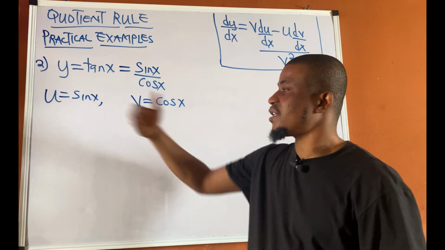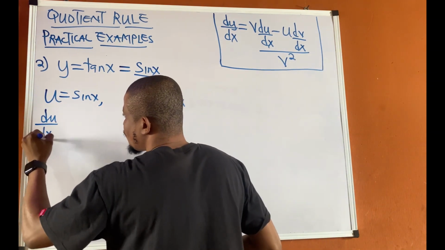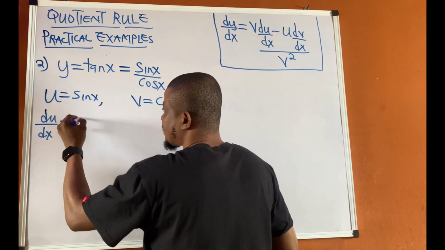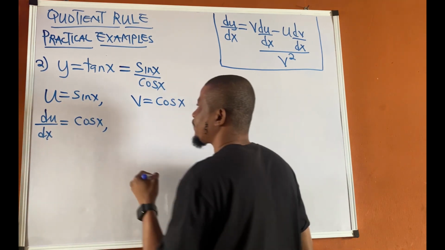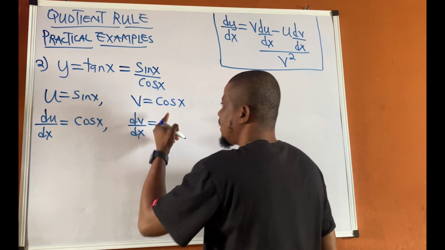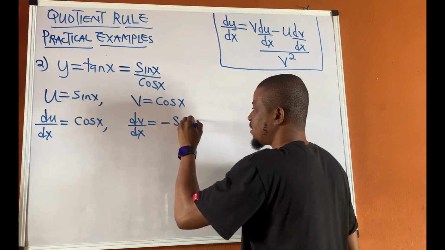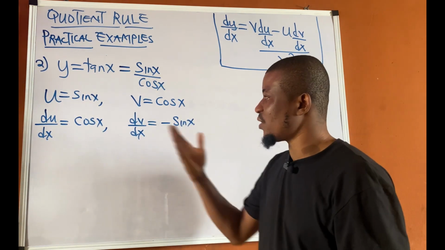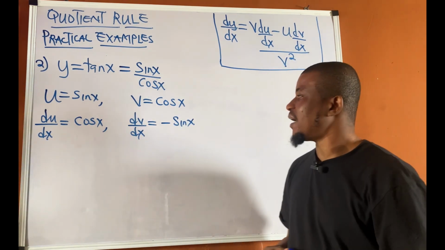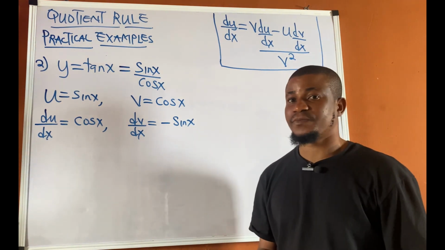The next thing is to differentiate u and v. If I differentiate u with respect to x, differentiating sine x gives cos x. I need to differentiate my v with respect to x. Whenever I differentiate cos x, it's a negative sine x. Right, I've gotten my du dx and my dv dx. The next thing is simply to apply my quotient rule.